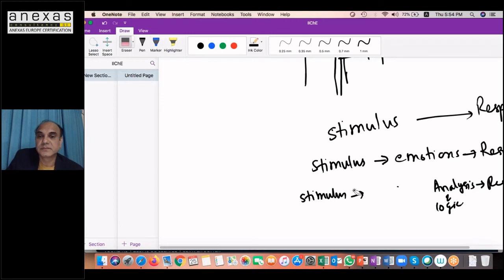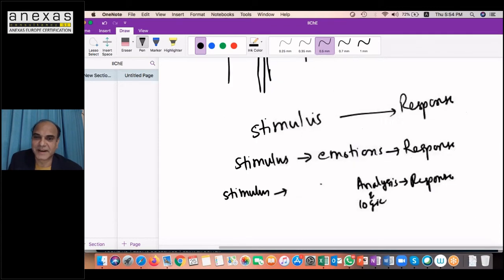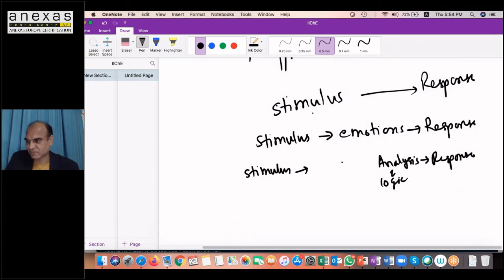Here I'm just summarizing the whole thing. It's much more complicated, but I'm just summarizing. So the human brain means the analytical brain. What will happen to me after 2 years, after I finish my engineering, after 3 years? Only the human analytical brain.